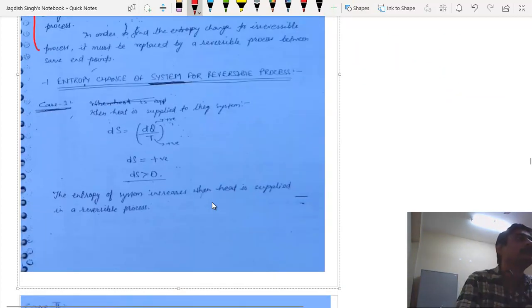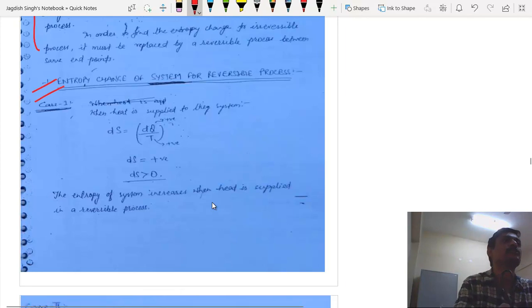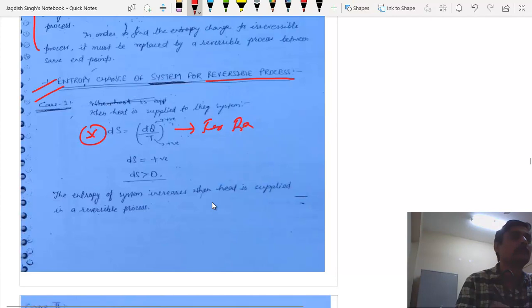Now we have to find the entropy change of the system for a reversible process. We know that ds is equal to dq by T. This is only for a reversible process. We know this one.